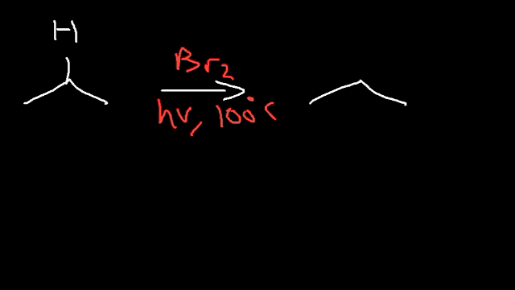In this reaction, bromine is selective. It's going to go for the secondary hydrogen. And more than 95% of your product is going to be in this form. So this is the major product. So you don't really get a mixture of products. I mean, you do, but the amount of the 1-bromopropane that you will get is insignificant. So for the most part, you get this product.